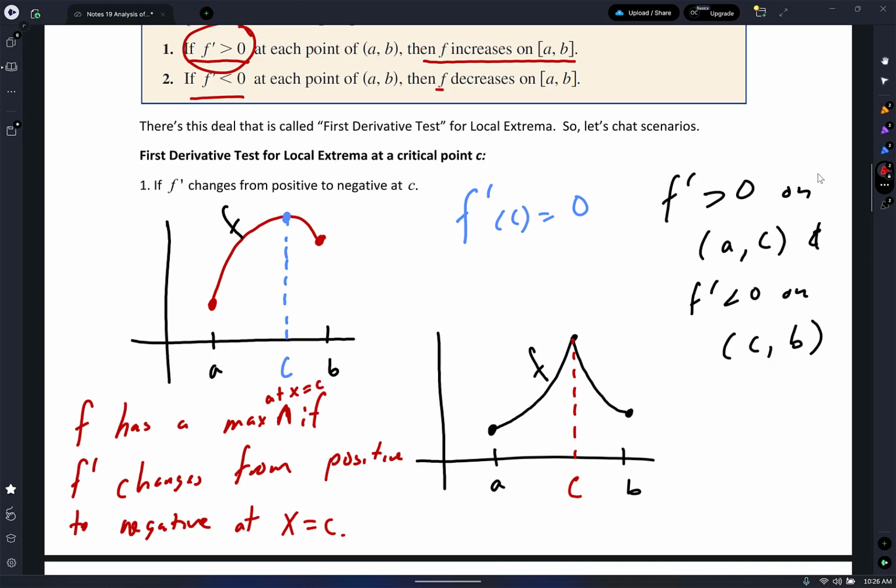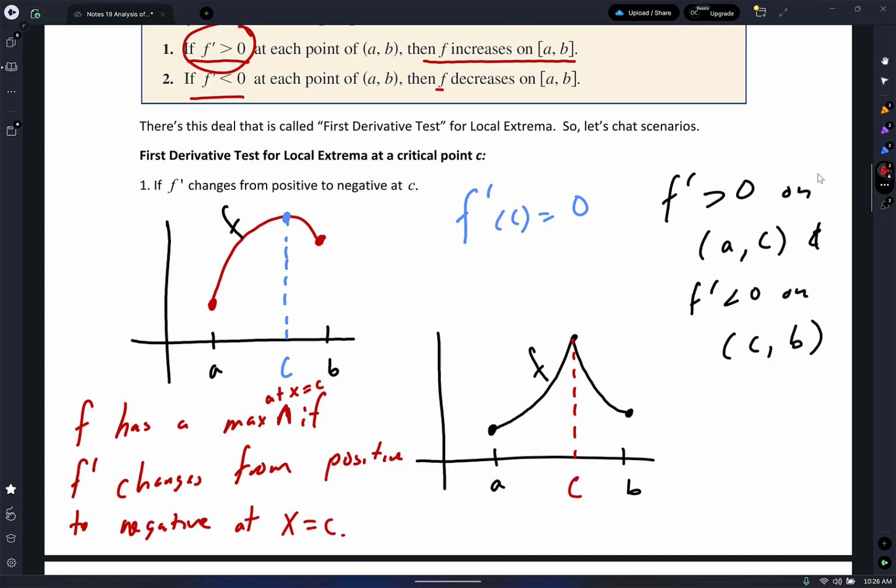Max. Say it with me. If F prime changes from positive to negative, F has a max. Okay, let's do it one more time. If F prime changes from positive to negative, F has a max.